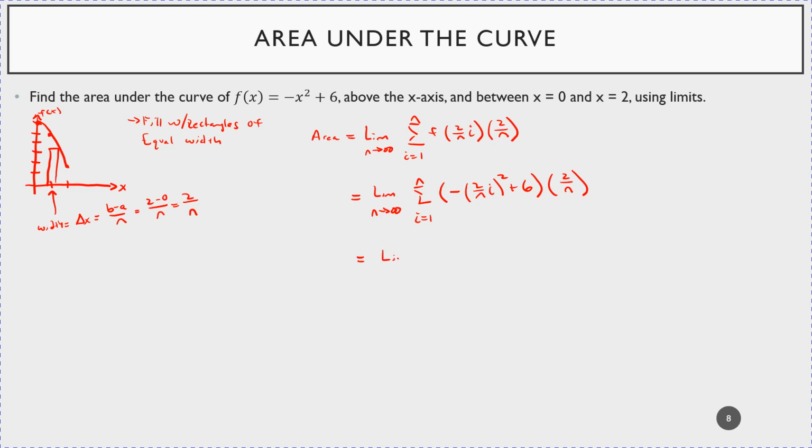So this equals the limit as n goes to infinity of the sum from i equals 1 to n. I have to square this, so this becomes 4 over n squared. So this is minus 4 over n squared i squared plus 6 times 2 over n. There's a lot going on. You have to be very, very careful. All right, so I'm going to distribute here. This is the limit as n goes to infinity of the sum from i equals 1 to n. Distribute here, so this becomes minus 8 over n cubed i squared, plus, and then distribute here, 12 over n.